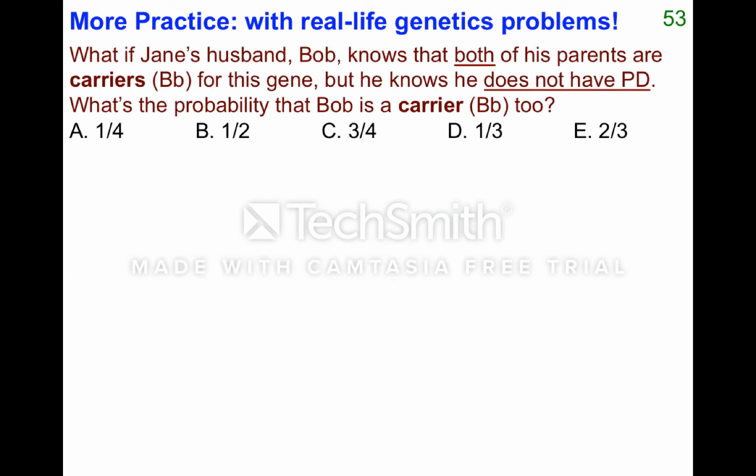So pause, read the question carefully and commit to an answer. And so pause now and do that. Okay, coming back now. As I said, we have to look at Jane's husband in this case as well to know what he's bringing to the equation.